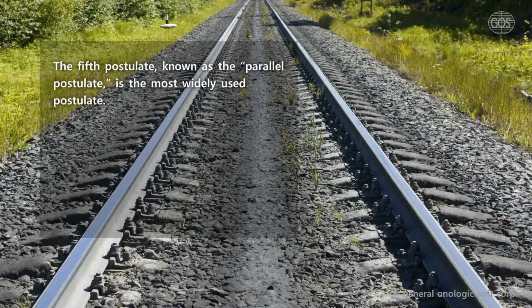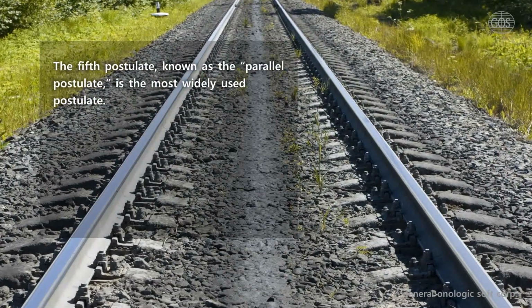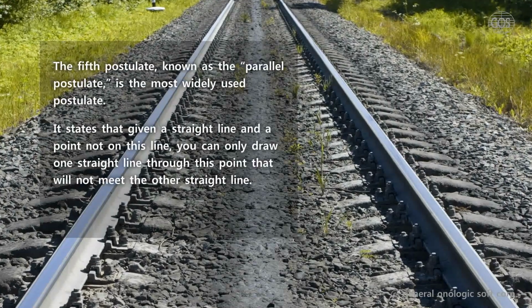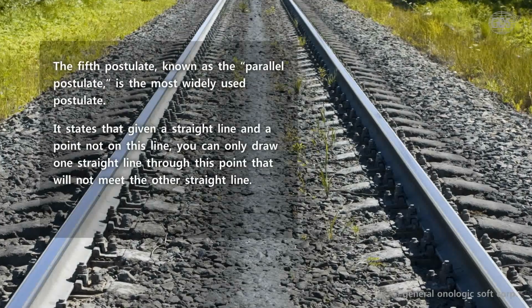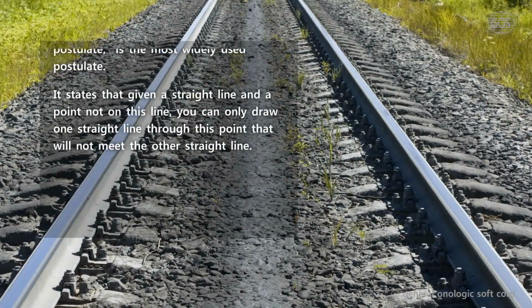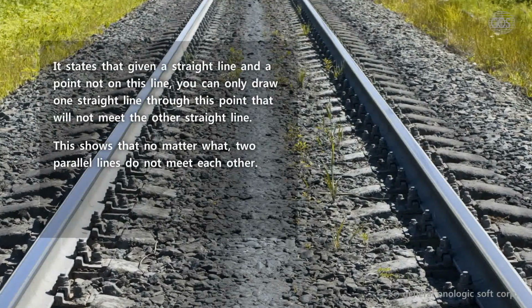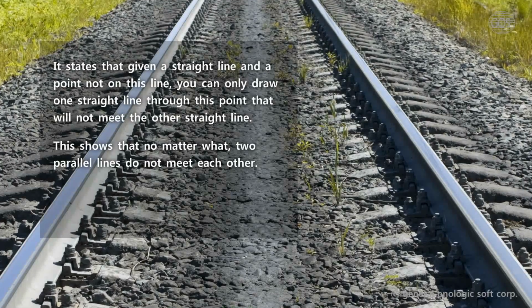The fifth postulate, known as the parallel postulate, is the most widely used postulate. It states that given a straight line and a point not on this line, you can only draw one straight line through this point that will not meet the other straight line. This shows that no matter what, 2 parallel lines do not meet each other.